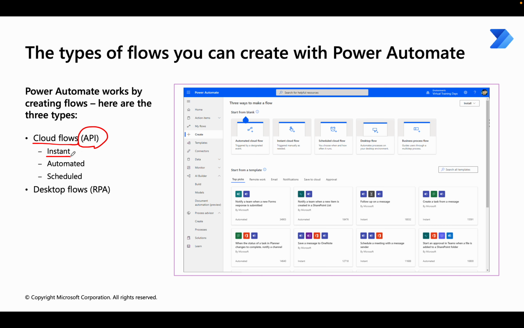The first one is instant cloud flow. The second one is automatic cloud flow. The last one is scheduled cloud flow. For instant cloud flow, the trigger might be from someone who clicks a button, or using some application to enter something. So that's called the instant cloud flow.